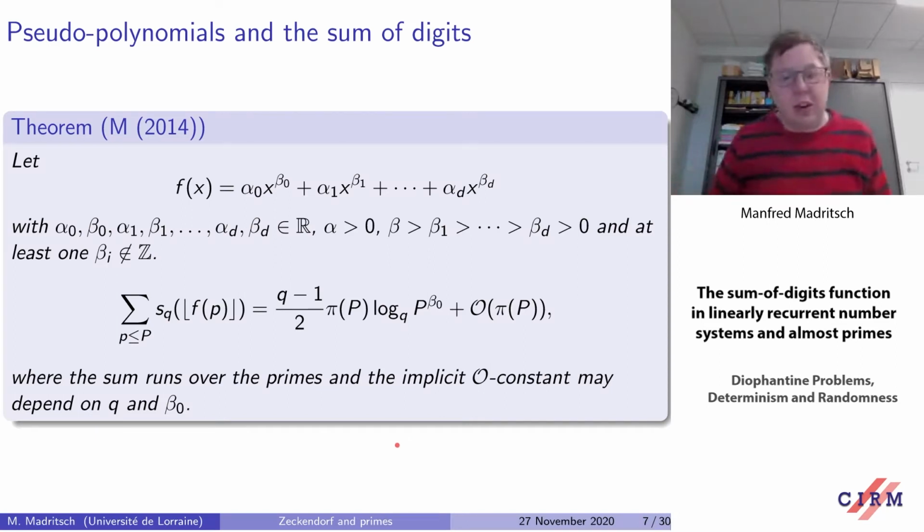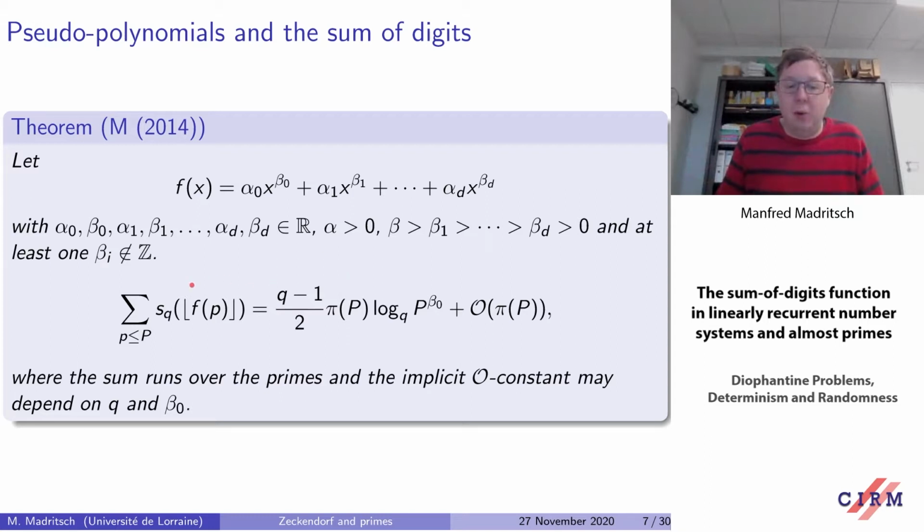First, you can also generalize this to pseudo-polynomials, because yesterday in Vitaly Bergelson's talk he spoke about Hardy fields, and there was the question of arbitrary powers. So here we have a polynomial, or a polynomial-like function, where at least one exponent is not an integer. So we have a function that looks like a polynomial, but in fact it's not.